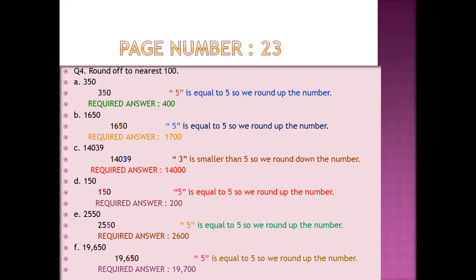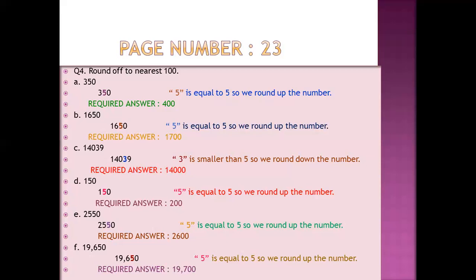Yes, question number 4. Round off to the nearest 100. Half a numbers are rounding upward. Yes, part A, 350. According to the rule, we see the number on the tens place and 5 lies on the tens place. It means we round up our number and our answer becomes 400.